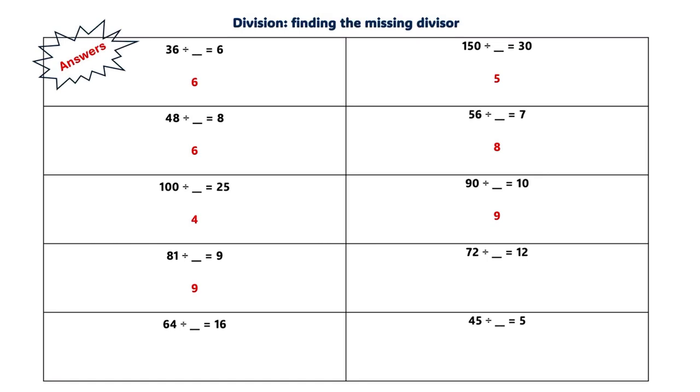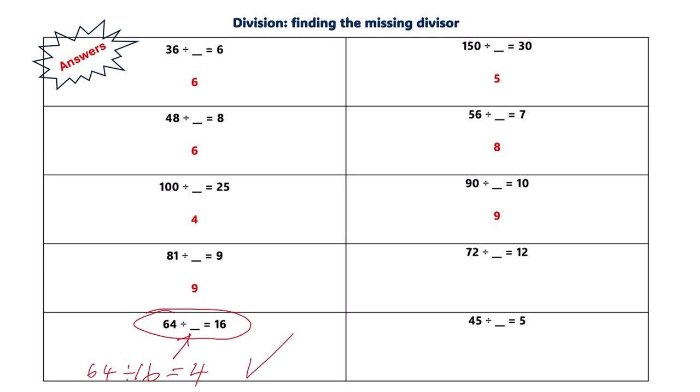Division, finding the missing divisor. So at the bottom left, we have 64 divided by something equals 16. The way that we can find the number that we're looking for, this number here, is we can do 64 divided by the 16, and that comes to 4. And if we check that, 64 divided by 4 is 16.